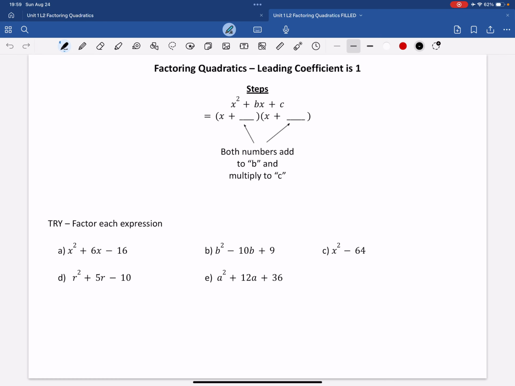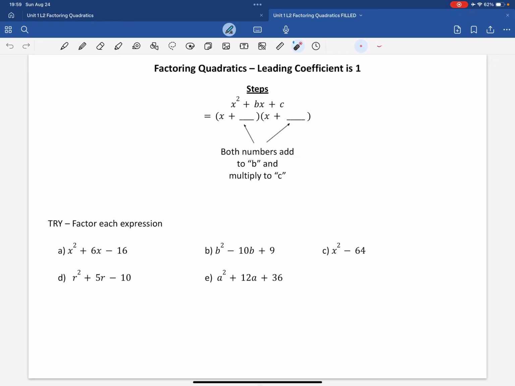All right, here we go. This is Unit 1, Lesson 2 for AP Precalc, and we're going to be going over, as you can see from here, factoring quadratics. Let me see if I can get my laser going. Yeah, okay, so this is the goal today.